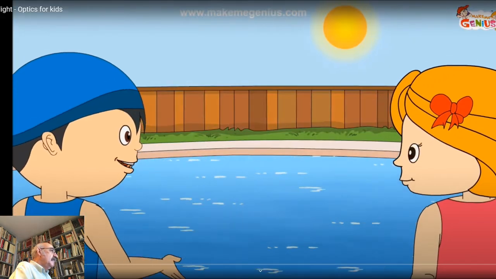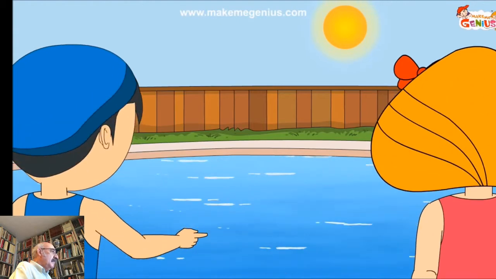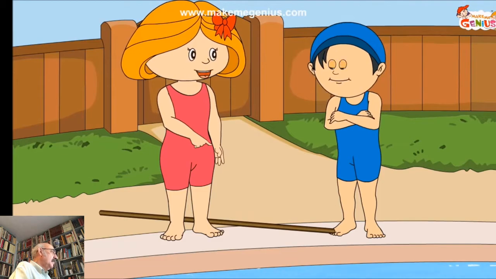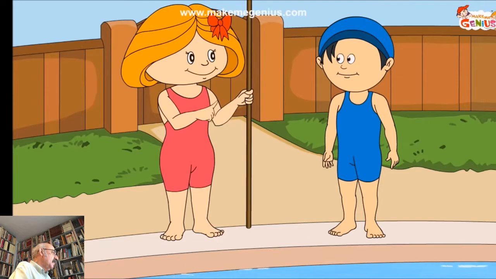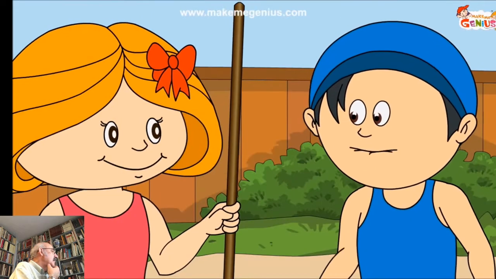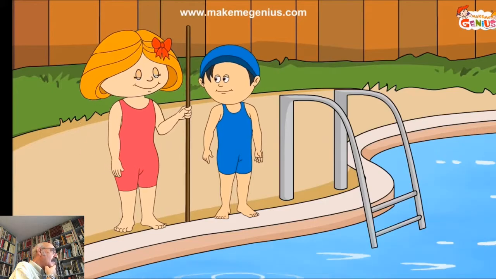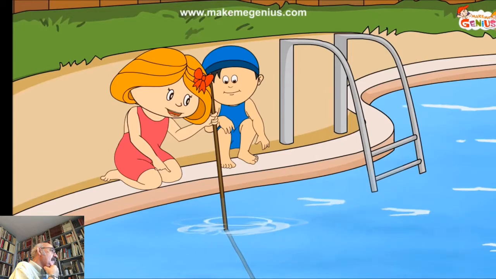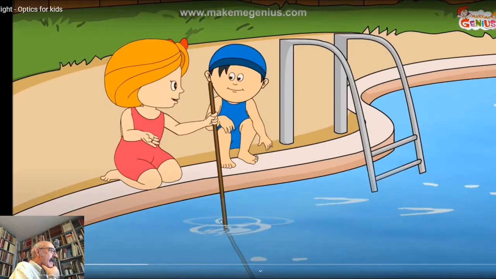I want to swim, but I'm scared. I don't know how deep this pool is. Hold on. Let's use this stick to check the depth of the pool. Can you see that its length is bigger than you? Let's put it in the pool. Okay. See? Half of the stick is outside. So you can go... Can you see the stick? It is bent here. Can you see it?